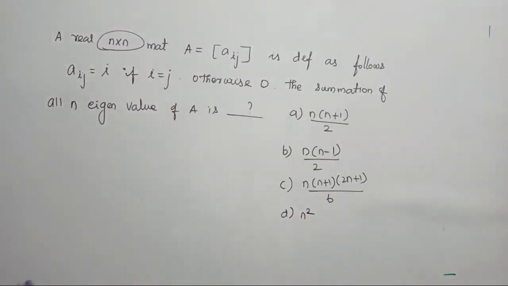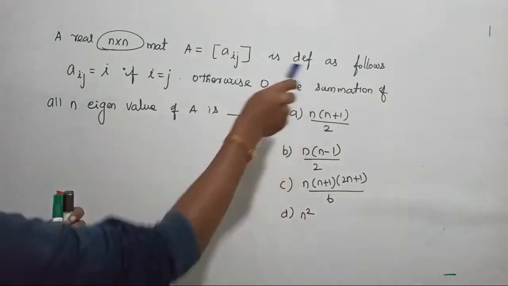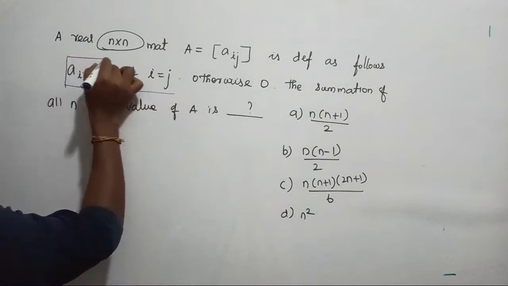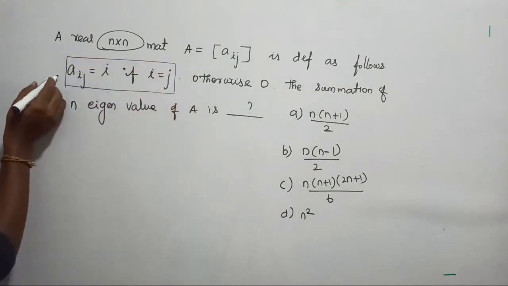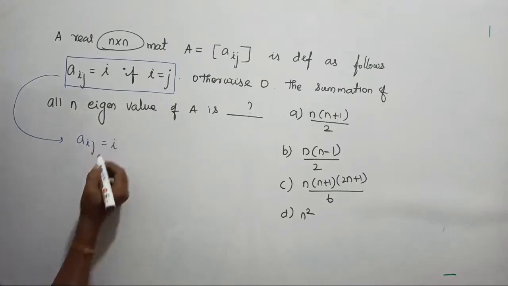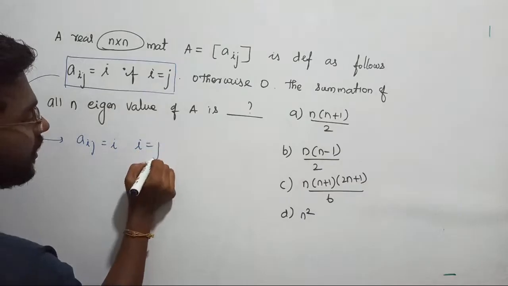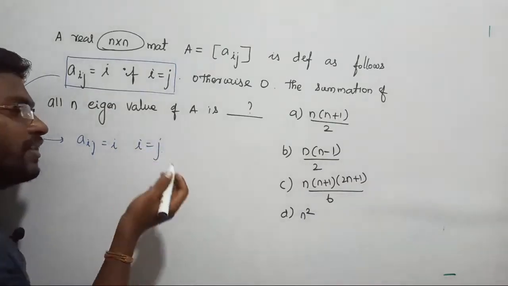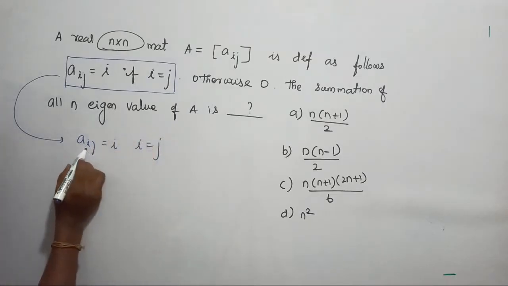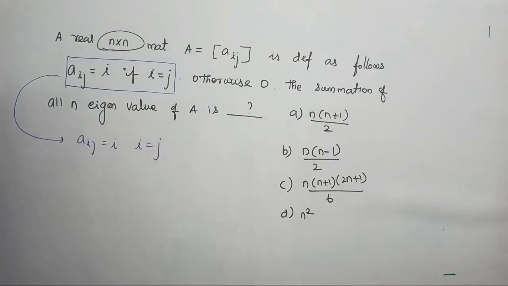Let's go ahead. The question is: the real n cross n matrix A is equal to Aij, and defined as follows. Look at how easy a statement they have given us. That is the key in the given question. The happiest news is here: Aij is equal to i whenever i is equal to j. That means wherever i and j are equal, the value of i is what appears there. It is a very, very simple question.